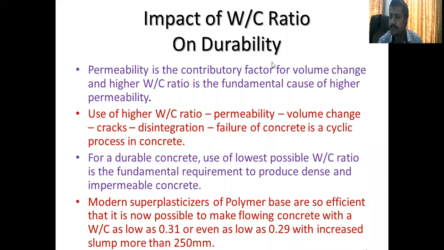You have prepared the concrete, but you have not done proper compaction and all that. There are so many voids present. See, if you are not going to compact it, definitely there will be voids.